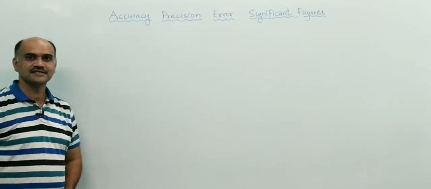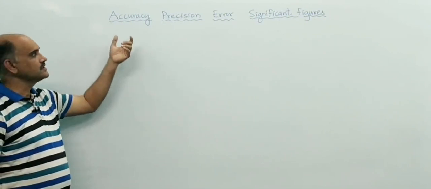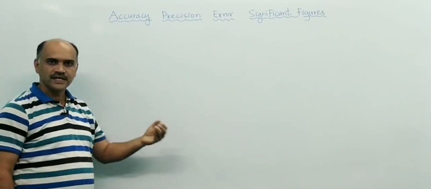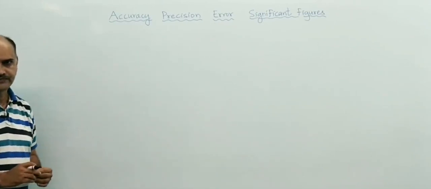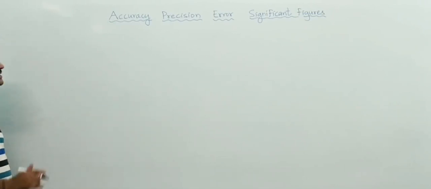Hello students. So today we will see a few concepts. What do you mean by accuracy, precision, error and significant figures. Now we will take an example.